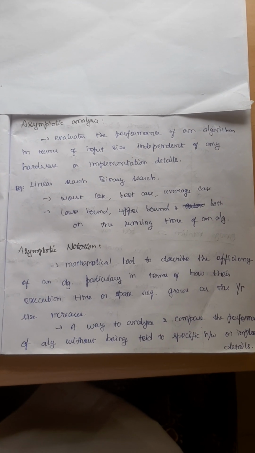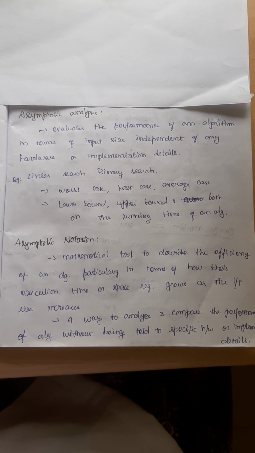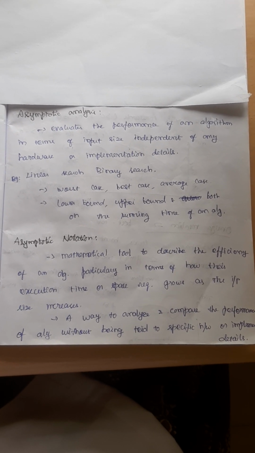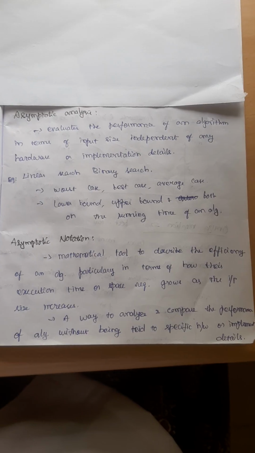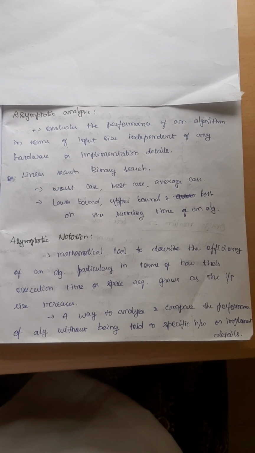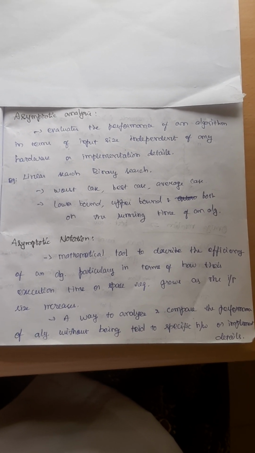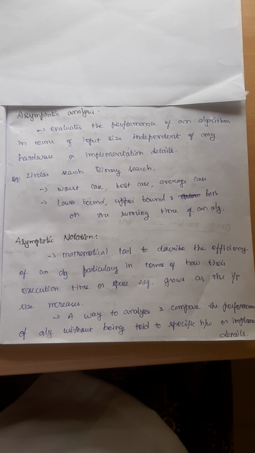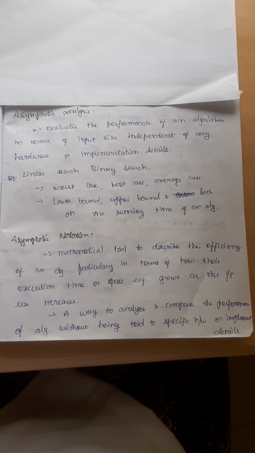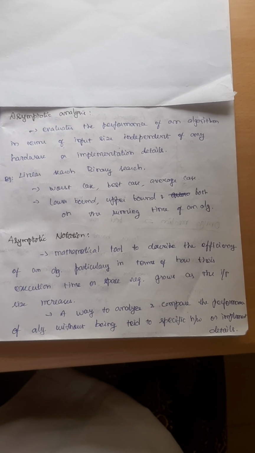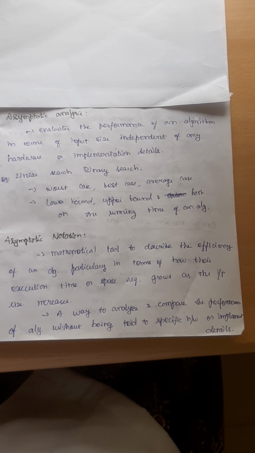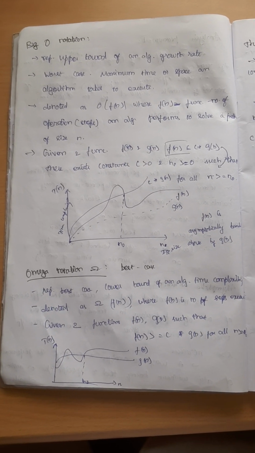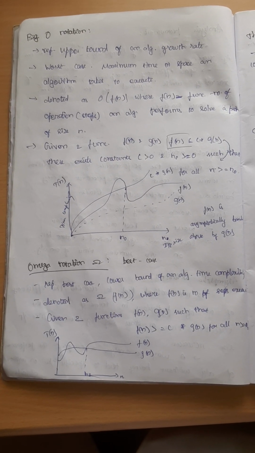Next, the asymptotic notation. The asymptotic notation is the mathematical tool to describe the efficiency of an algorithm, particularly in terms of how their execution time or space required grows as the input size increases. It is a way to analyze and compare the performance of algorithms without being tied to any specific hardware or implementation details. There are majorly three notations in asymptotic notations.